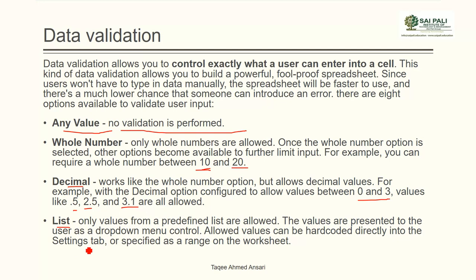Then the other thing is list. With this list validation, only values from the predefined list are allowed. That means we define the list of values and only those values will be allowed. Any other value will not be allowed. The values are presented to the user as a drop down menu control. We can configure it as a drop down, which allows you to hard code it directly into the setting tab or specify it as a range on the worksheet. So we can create the list by ourselves, hard coded directly, or we can select the range from the worksheet also for using the list.